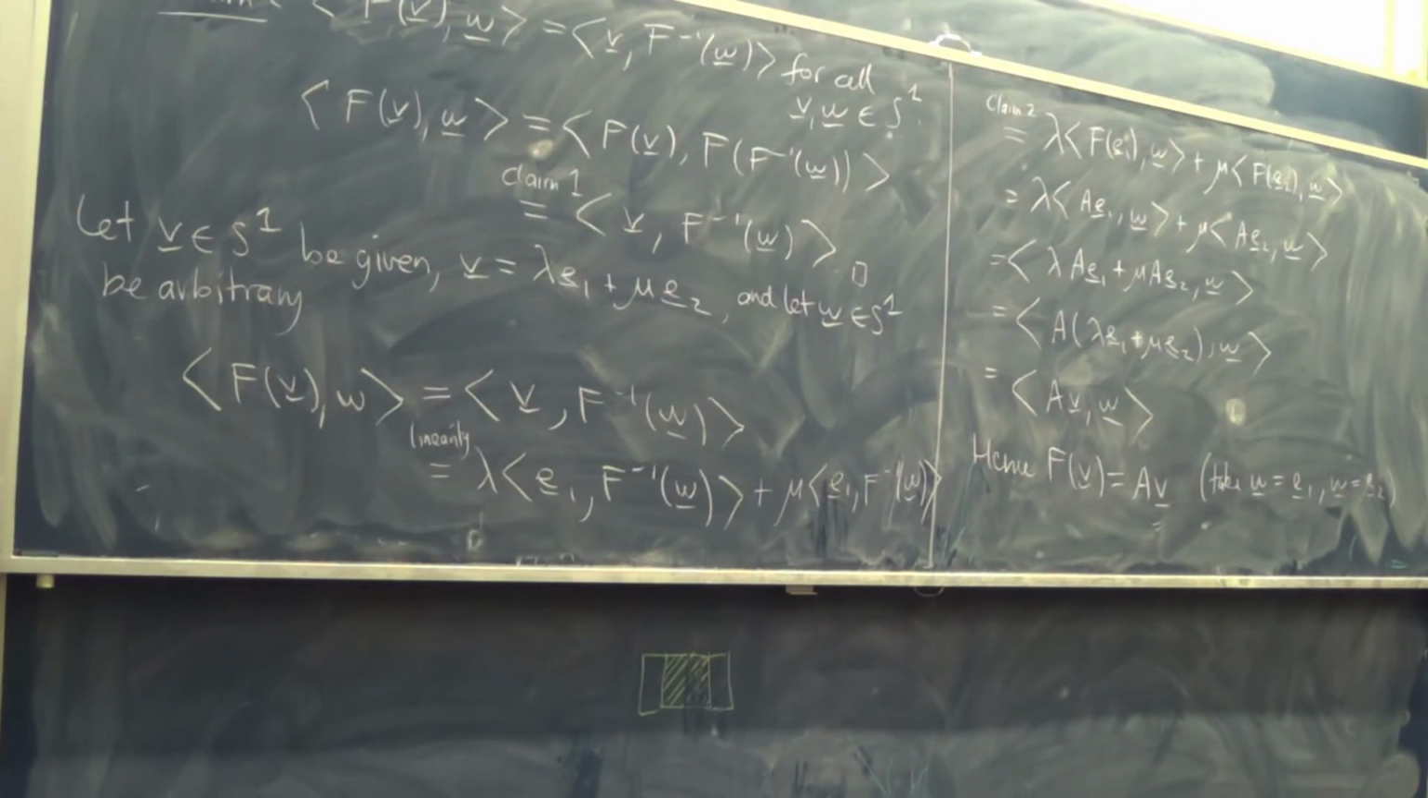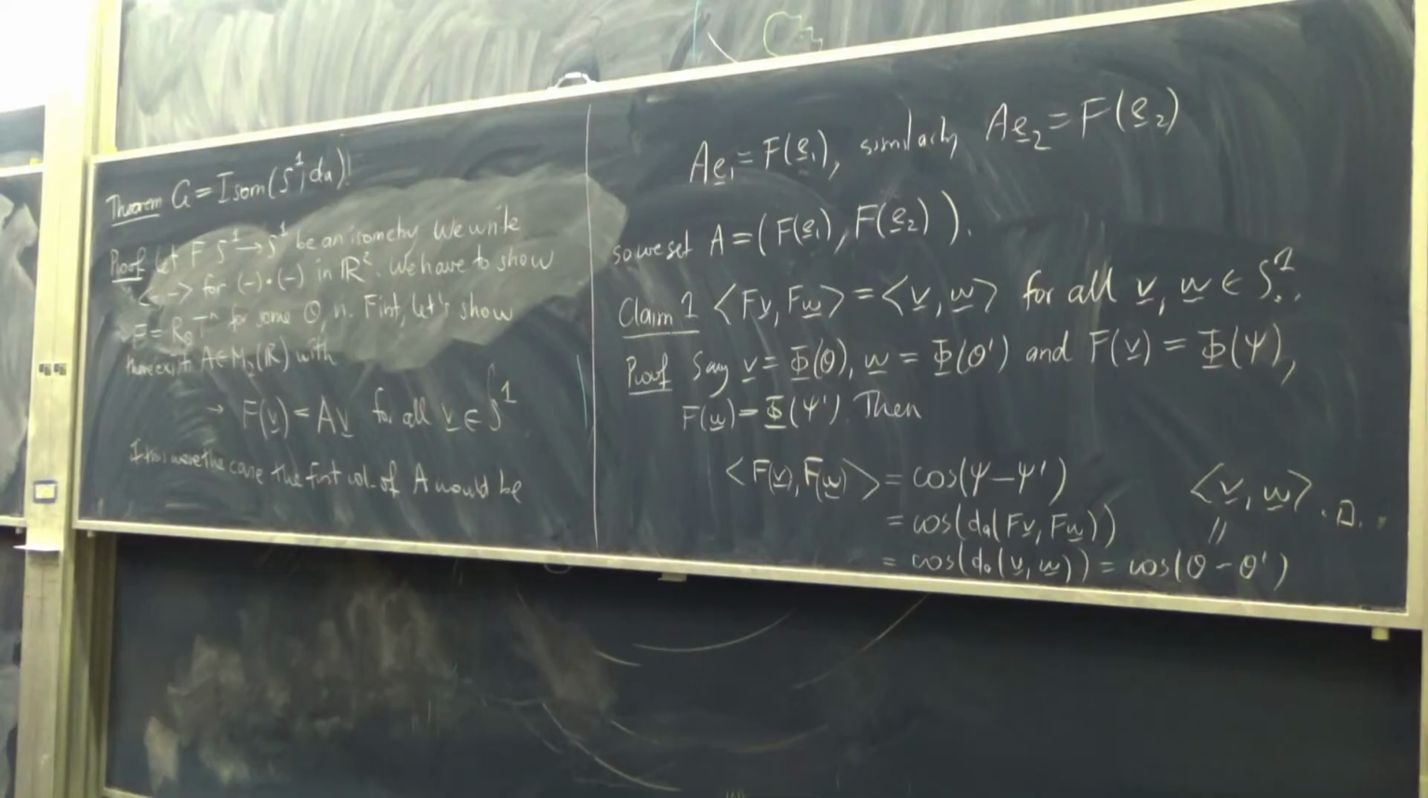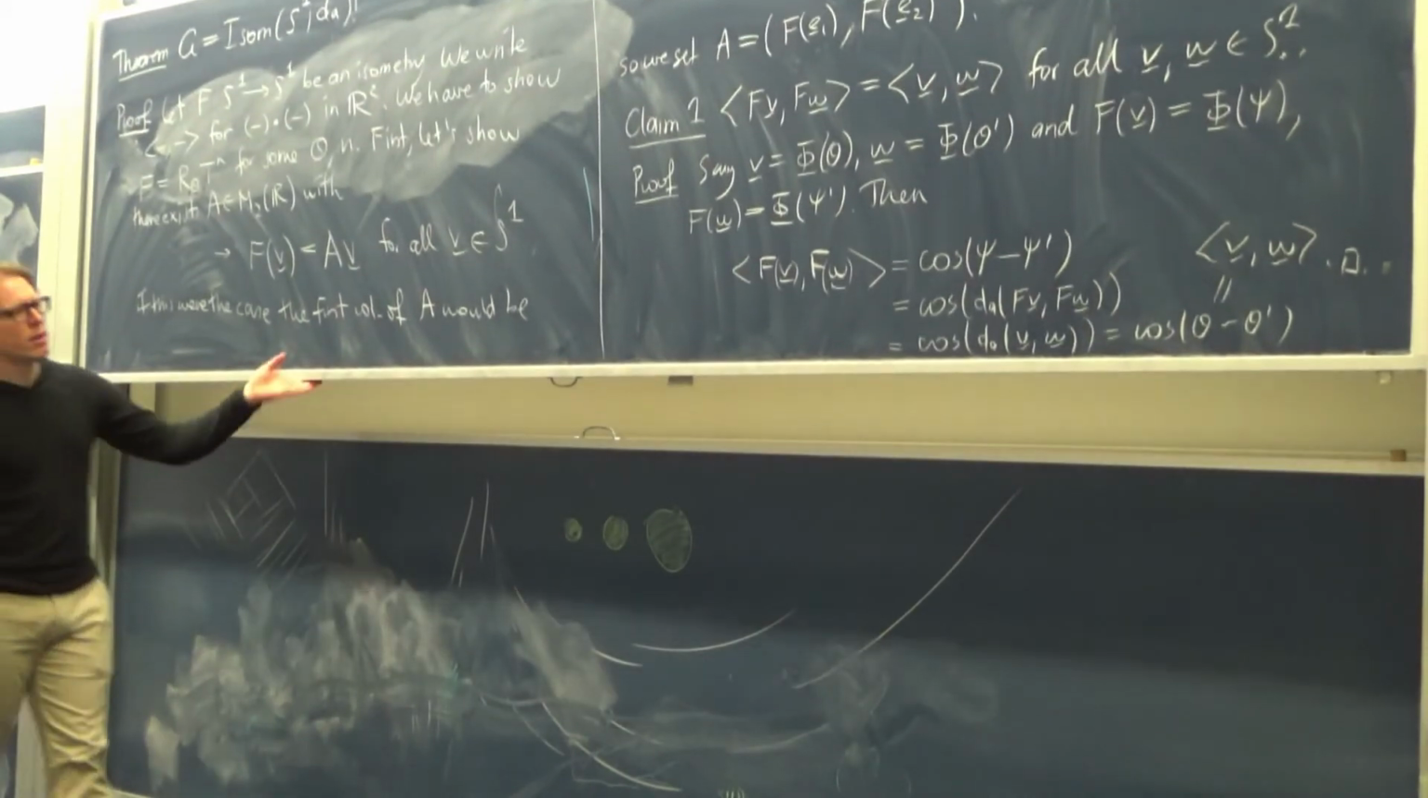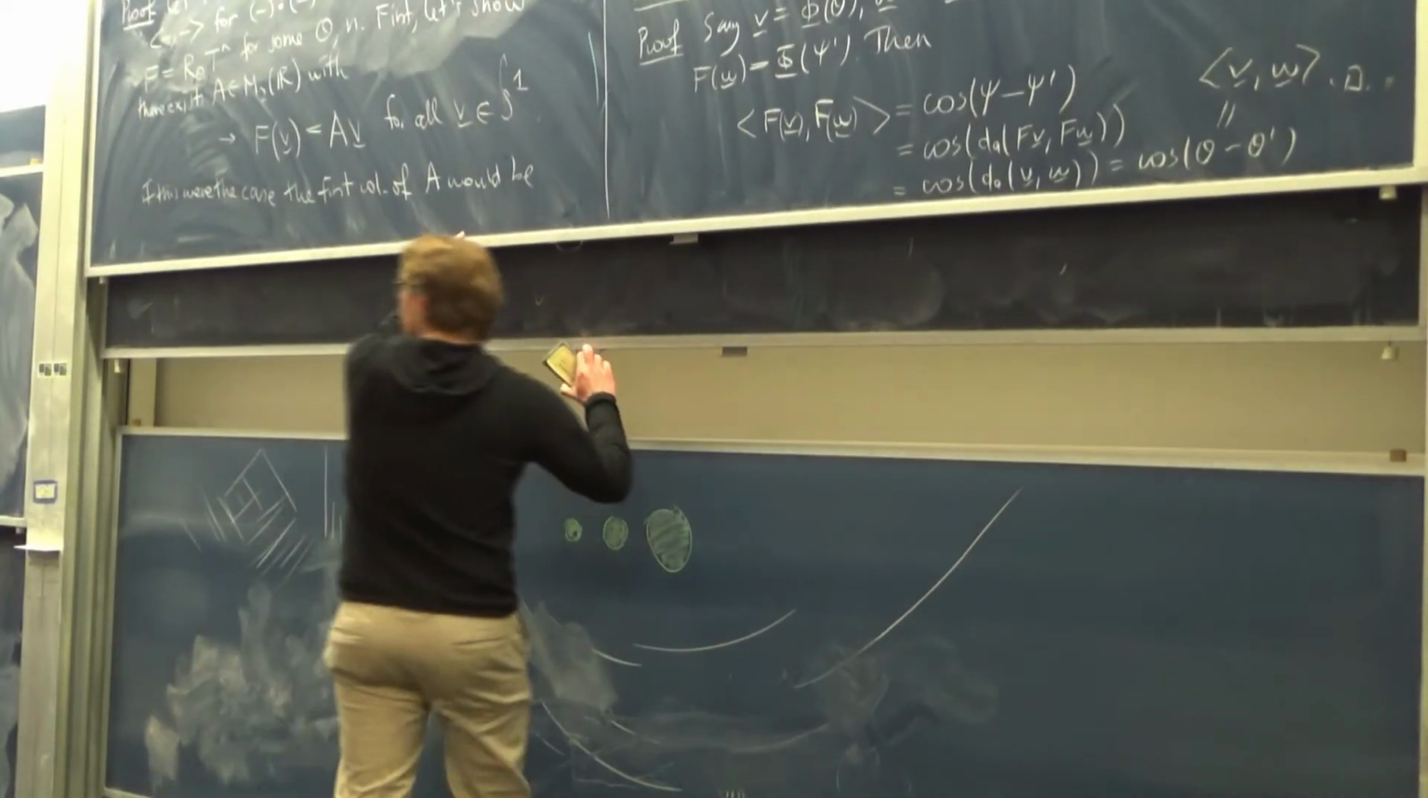Okay, so what I've done is I've proven, we're not done yet, but I've proven that F is linear. It's given by multiplication by A. So that wasn't a priori. We started with an isometry, and now I've proved it's linear. I now need to prove that not only is it linear, but it has this special form. Any questions about this approach?